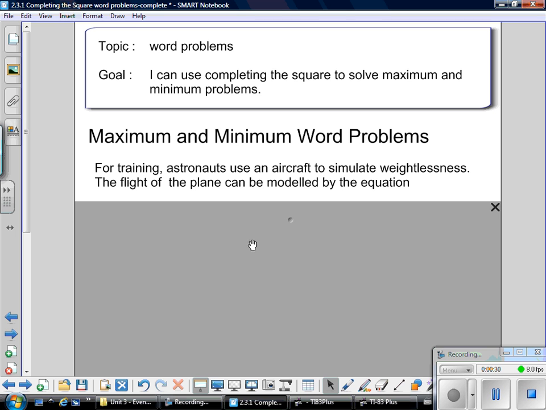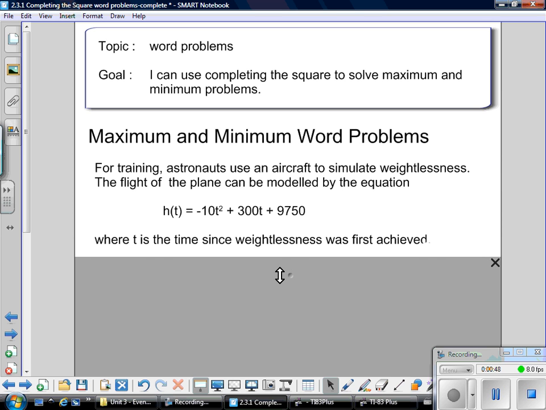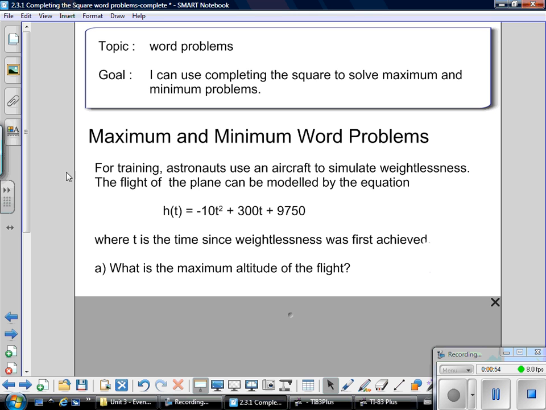Here's our question. For training, astronauts use an aircraft to simulate weightlessness. The flight of the plane can be modeled by the equation h(t) = -10t² + 300t + 9,750, where t is the time since weightlessness was first achieved. So our first question is, what is the maximum altitude of the flight?